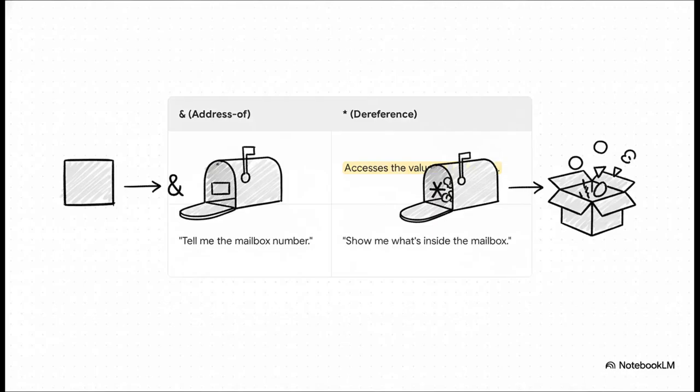This slide really just breaks it all down to two essential tools. Let's call them keys. Over on the left, you've got the ampersand, the and symbol. Think of this as your address-of key. You use it on a variable, and boom, it tells you the mailbox number. And on the right, you've got the asterisk, the star. This is your dereference key. You give it an address, and it's like using the key to unlock the mailbox and see what's inside.